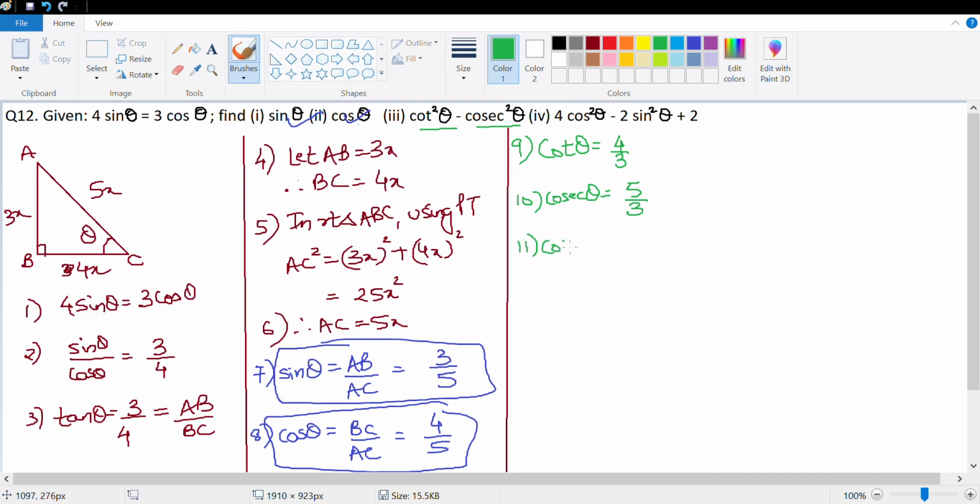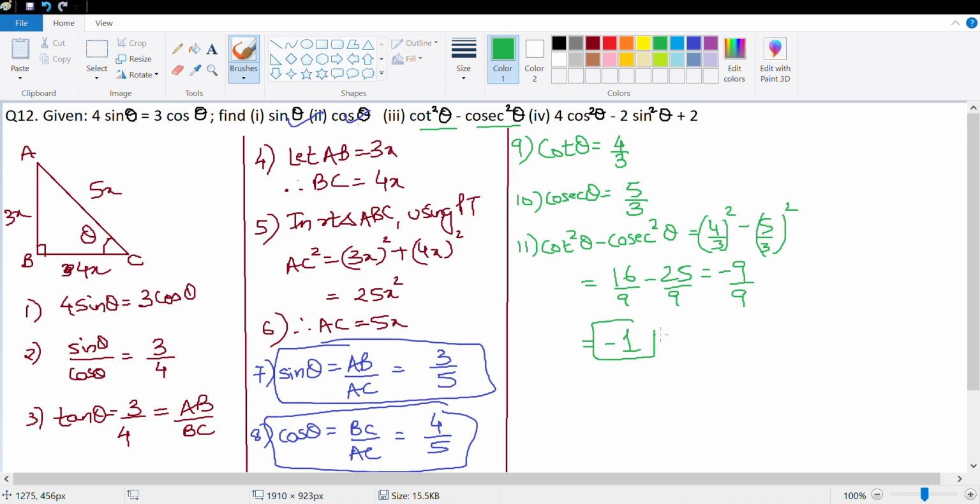It is cot square theta minus cosec square theta would be equal to 4 upon 3 whole square minus 5 upon 3 whole square. This is 16 upon 9 minus 25 upon 9. This would be equal to negative 9 upon 9, which is equal to negative 1. So that's my answer for part 3. This is equal to negative 1. Let's look at the last part of the question.